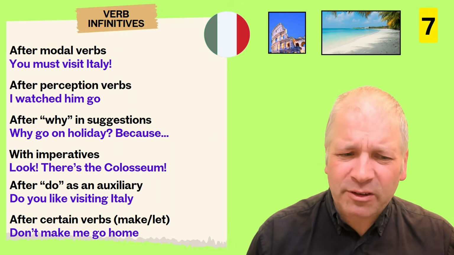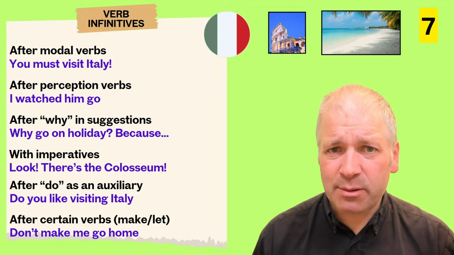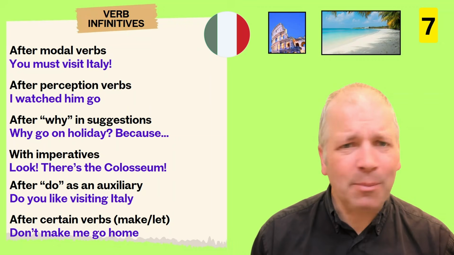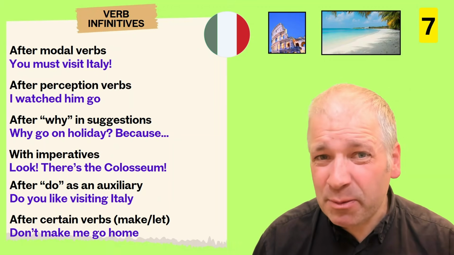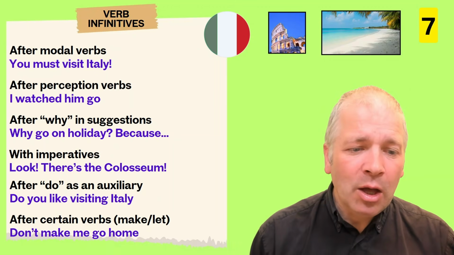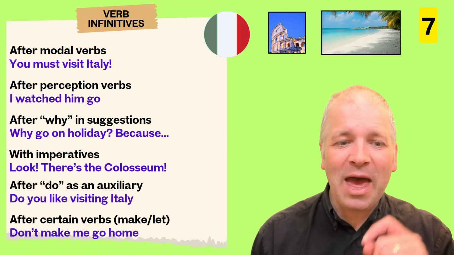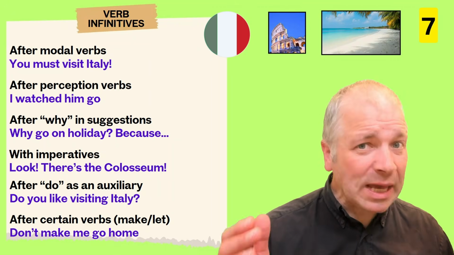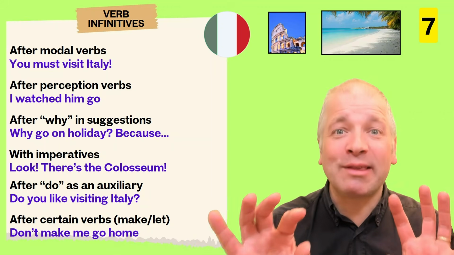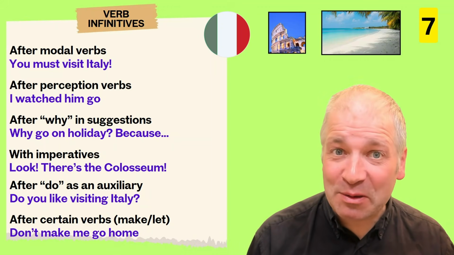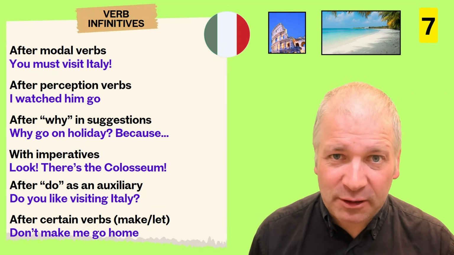Also, we use verb infinitives after why in suggestions. Why go on holiday? This really means, why do you want to go on holiday? But we can leave all of that out and just say, why go on holiday? Well, because Italy has nice beaches and the Colosseum. We could use verb infinitives with imperatives. Look over there. There's the Colosseum. We can also use the infinitive after do when do is an auxiliary verb. We do this with questions. Do you like visiting Italy? And like is the infinitive here.